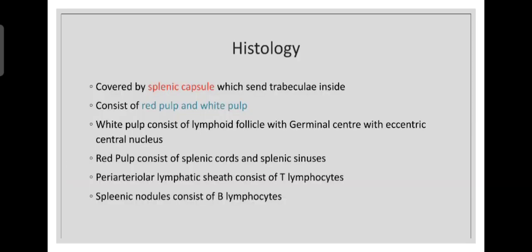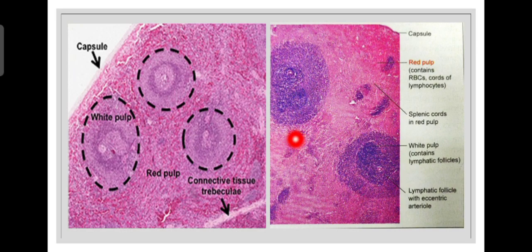Red pulp consists of splenic cords and splenic sinuses. Here we can see the splenic cords and splenic sinuses, which appear red in color because of presence of the blood cells, that is the RBCs.